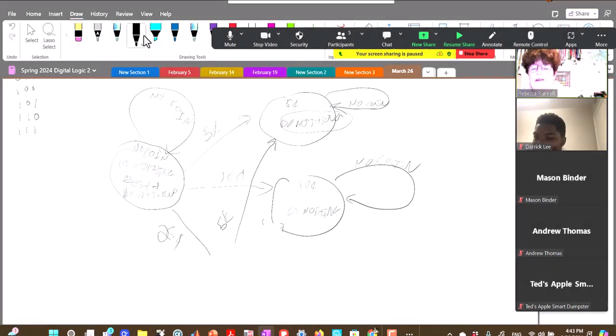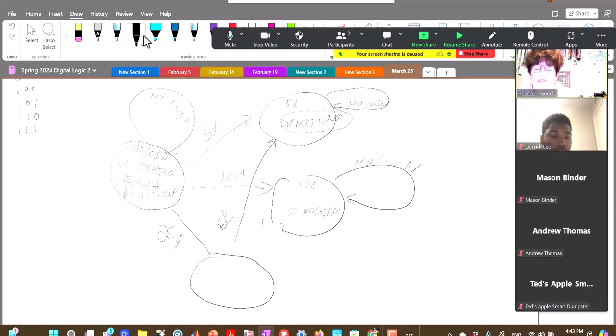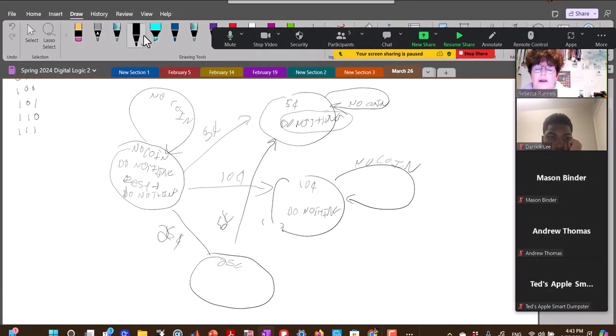So you cannot receive 15 cents. You can only receive 25 cents. So this is the state of having 25 cents.